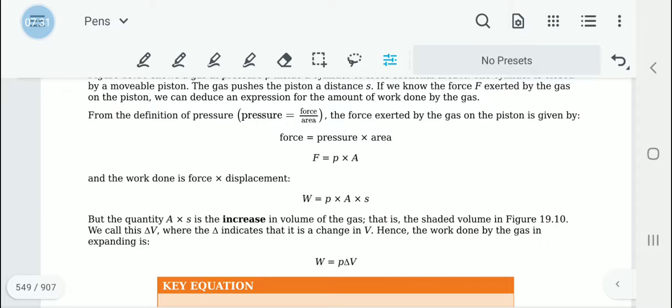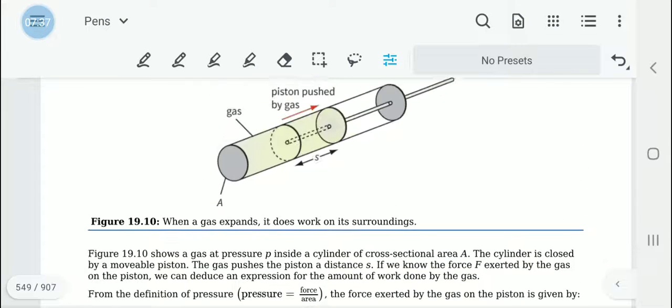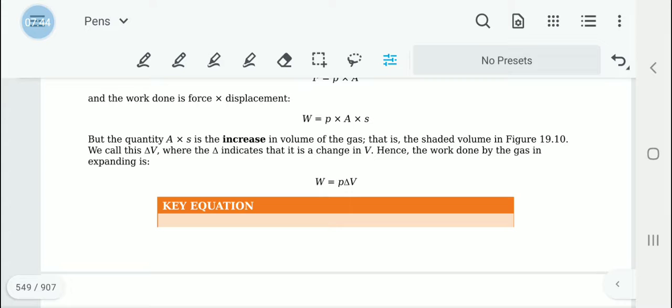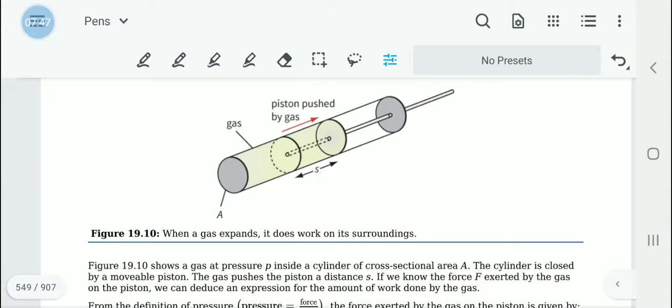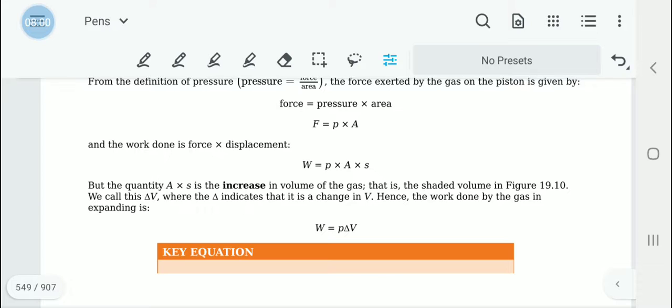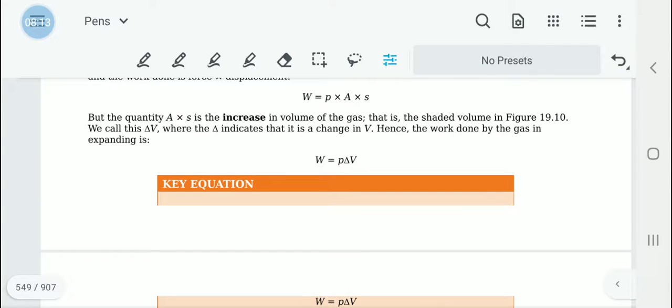But the quantity A into S is the increase in volume of the gas, right? So the area into this length, that is the volume. That particular volume is the shaded volume in figure 19.10. So this is what we are talking about. We call this delta V, that is the change in the volume, where delta indicates that it is a change in V. Hence the work done by the gas is W is equal to P delta V, that is pressure multiplied by the change in volume.